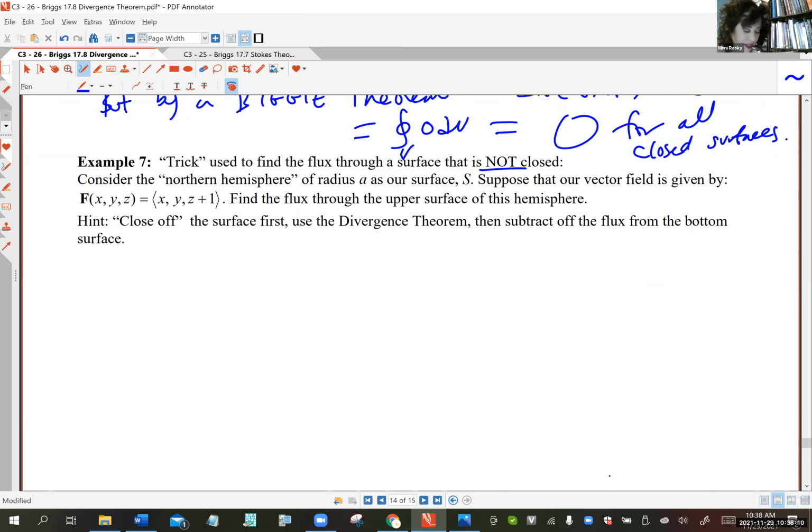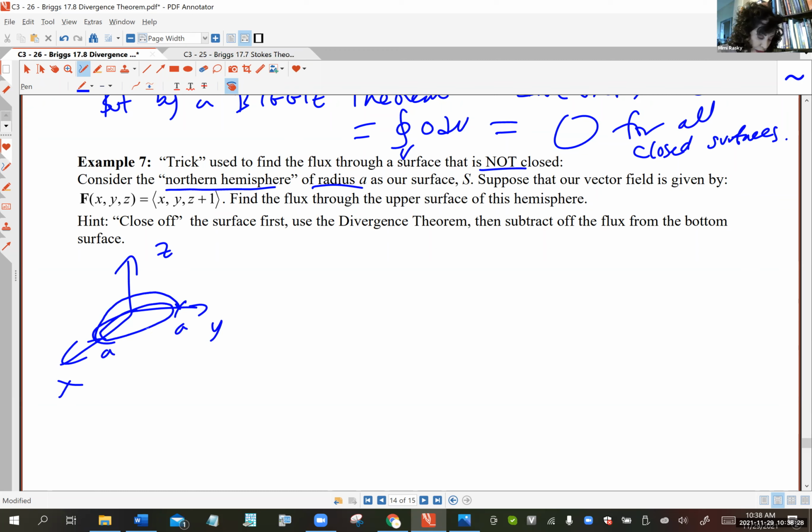So what's up with this? We're going to consider the northern hemisphere, the upper hemisphere, of a sphere of radius A as our surface. If I were to graph this, it's just some radius A, they're not telling us. And the northern hemisphere is an upper hemisphere. This is not a closed solid because it's not containing a full sphere or anything. So they're giving us a vector field, and they want us to consider the flux through the surface that isn't closed. It's just the capping surface here only.